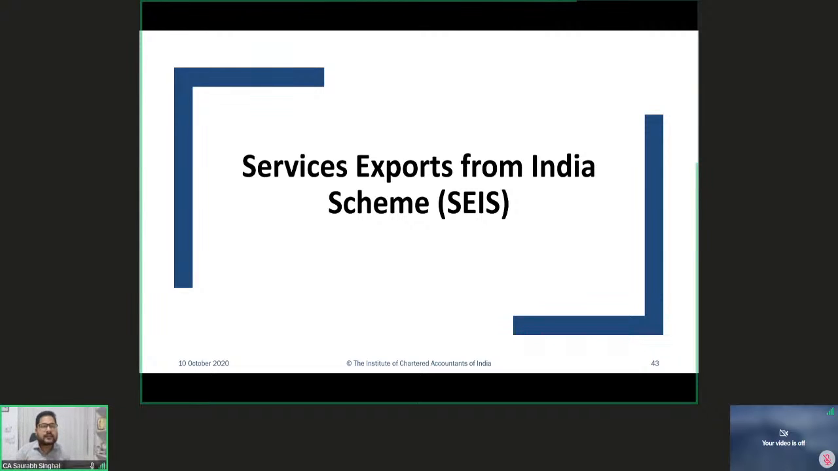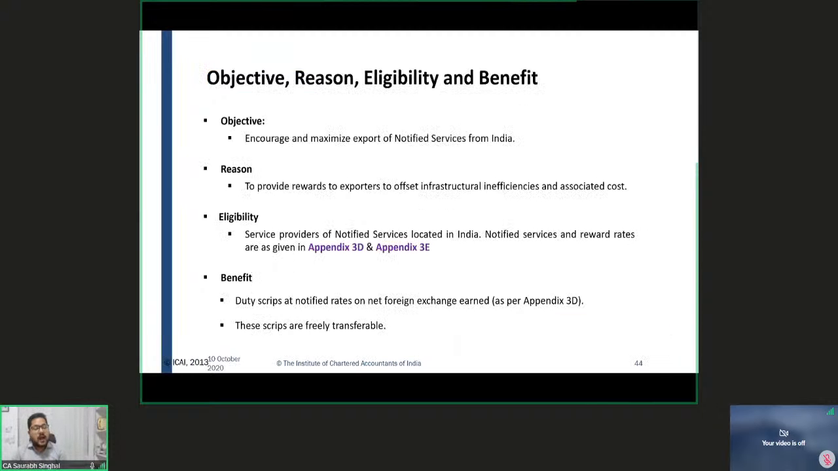Some ineligibility criteria have changed. There is an additional service category on which SEIS is allowed. So except for some minor changes that we will discuss, more or less the scheme is the same. Just that instead of goods, now it is services. Let us see the scheme. Again, this scheme provides for reward in the form of duty credit scrips for services exported from India. Again, the reason is the same: infrastructural inefficiencies.